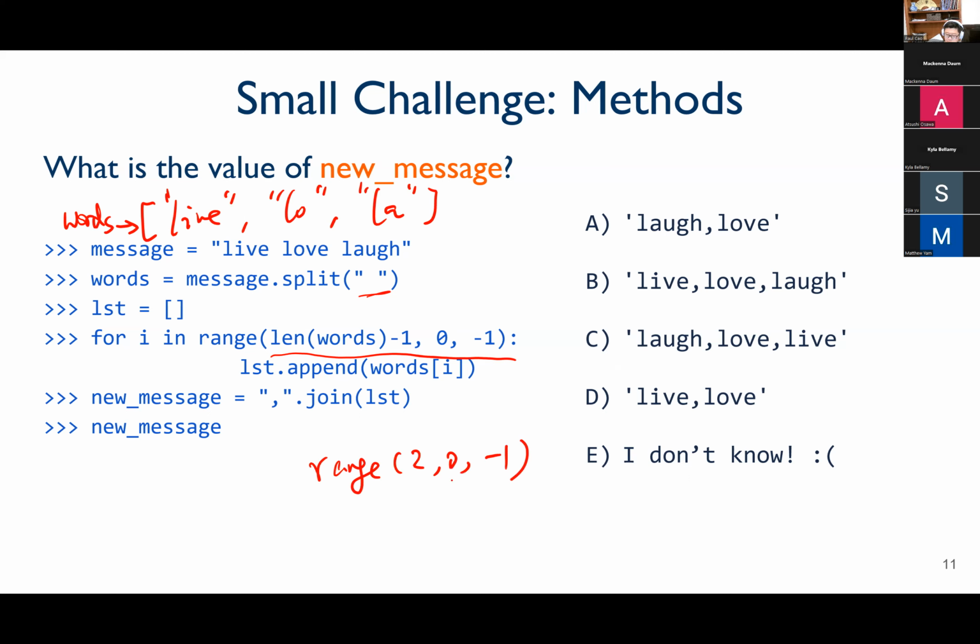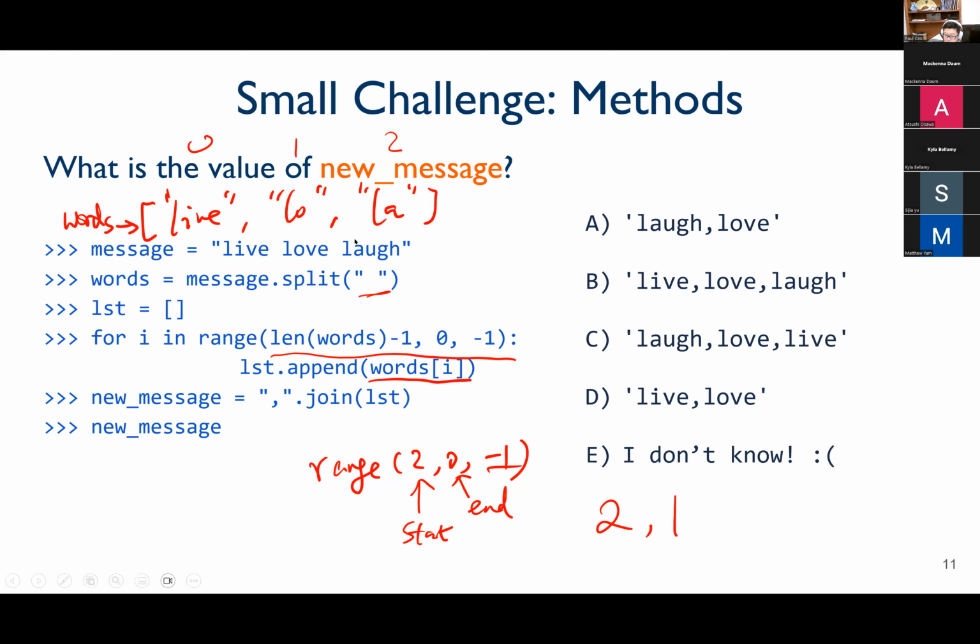Right? So what are the potential values for i if this is my range? Remember, we start from the left, which is the start. But you don't include the end for range, right? So with the step size of -1, you start with 2 and then 1, it doesn't include 0. So this is location 2, location 1, location 0. We grab the first thing, the second element from words, which is laugh. We append it to this list.